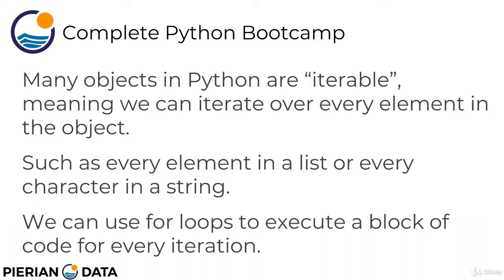Now, many objects in Python are iterable, meaning that we can iterate over every element in the object, such as every element in a list or every character in a string. And we can use for loops to execute a block of code for every iteration.